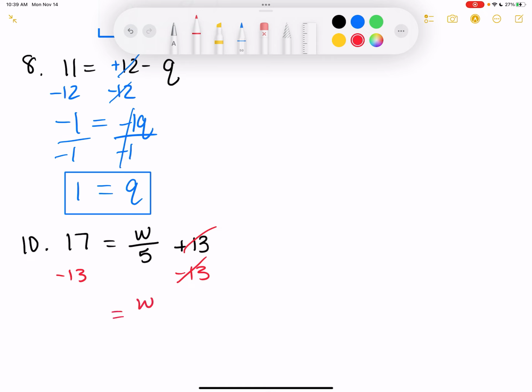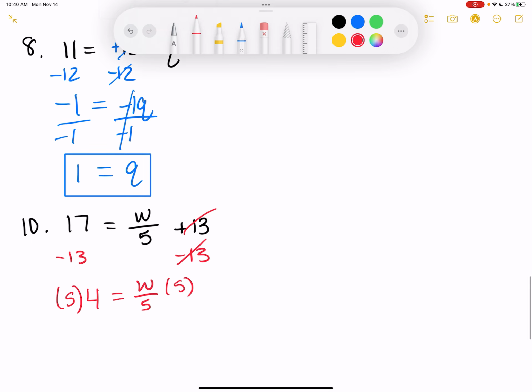Or negative 4? Positive. No, positive 4. Yep, 17 is bigger, so you keep the sign of 17. Oh yeah, and then it is. Oh, it is multiplication. So multiply 5 on both. And instead of it equals 20. Yep.